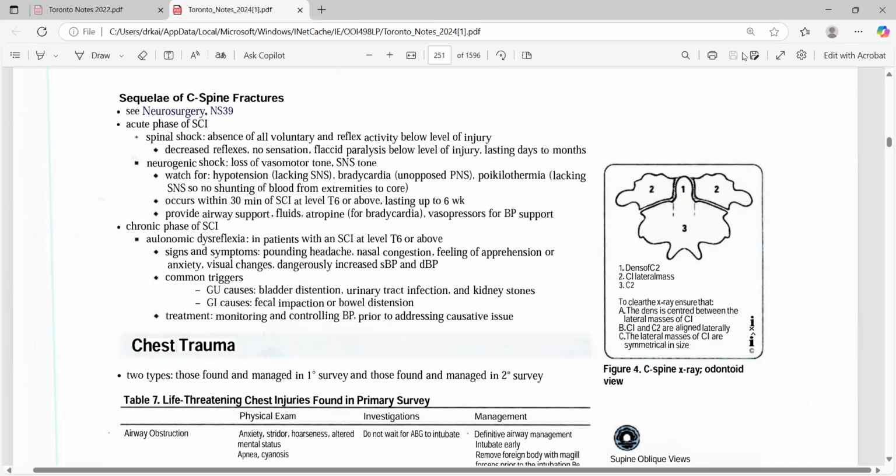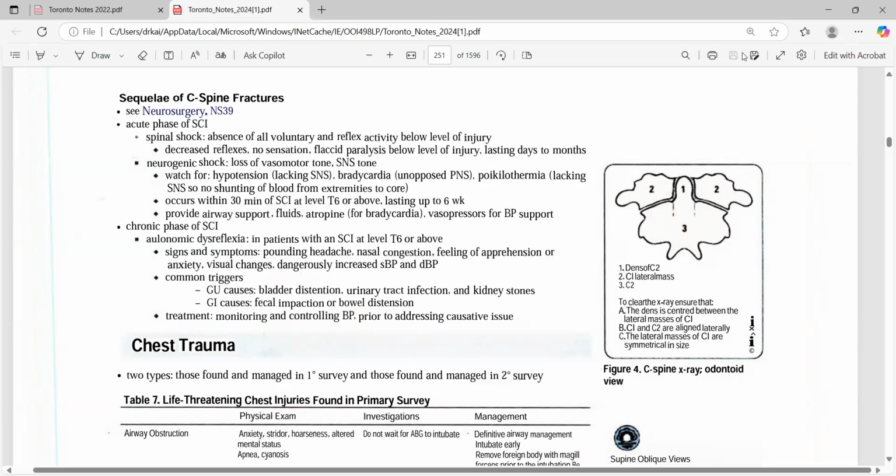Neurogenic shock occurs within 30 minutes of spinal cord injury at the level of T6 or above. This is very important. Which level? T6 or above. It lasts up to 6 weeks. Provide airway support, fluids, and atropine. This is our duty until the spinal surgeon comes.